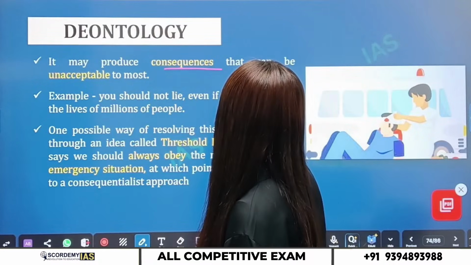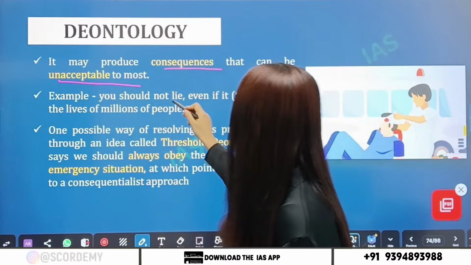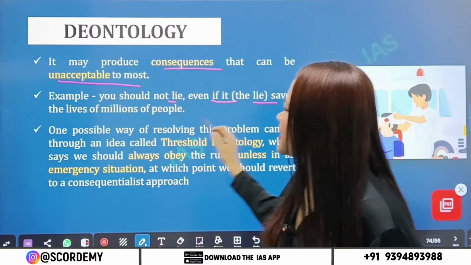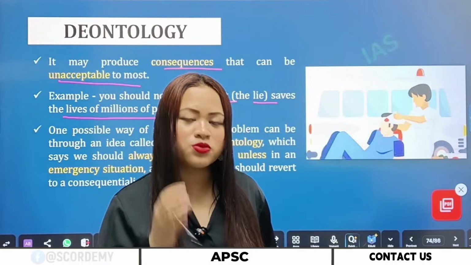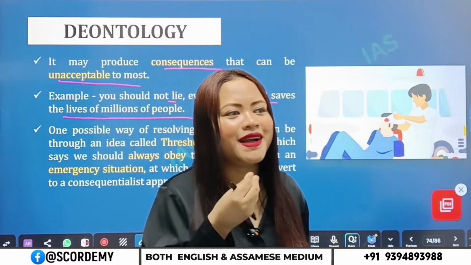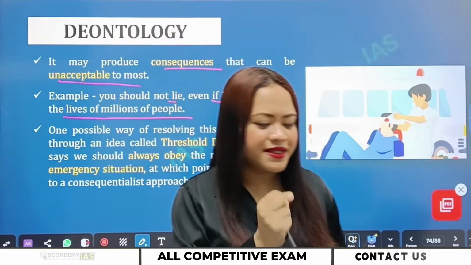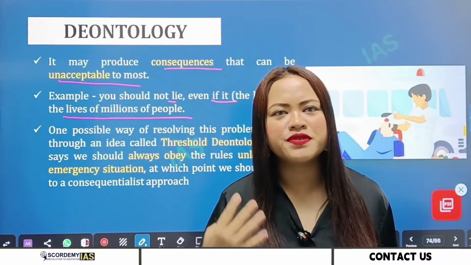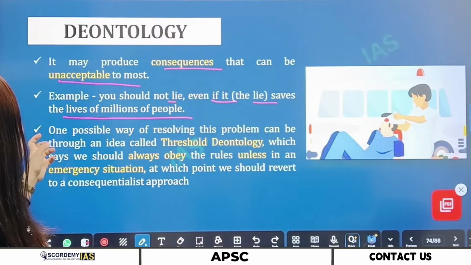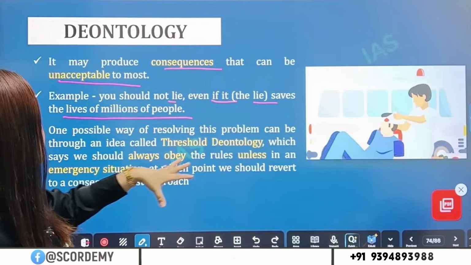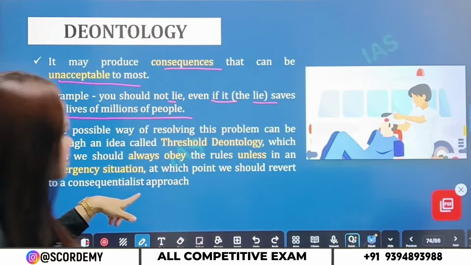It may produce consequences that are unacceptable to most. You should not lie even if the lie saves the lives of millions of people. Is it acceptable to you that you cannot say a minor lie, even if you know that your minor lie is going to save the lives of thousands of people? One possible way of resolving this problem can be through an idea called threshold.